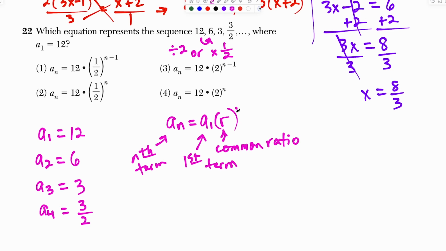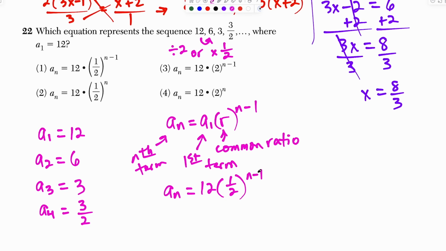Okay, but this formula is really nice. We just need a power here. It's going to be to the n minus 1 power. Okay, so it's a sub n equals a sub 1 times the common ratio r to the n minus 1 power. And what we do is we just plug right into this. So we have a sub n equals the first term is 12 times r, the common ratio, is equal to 1/2, and now to the n minus 1.